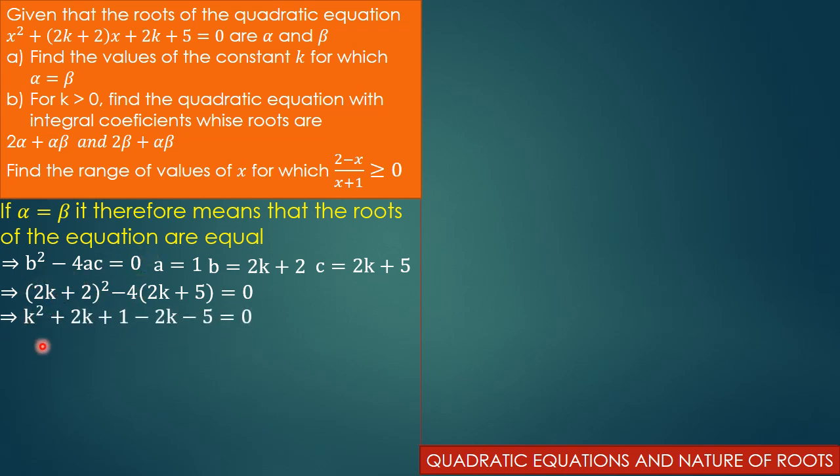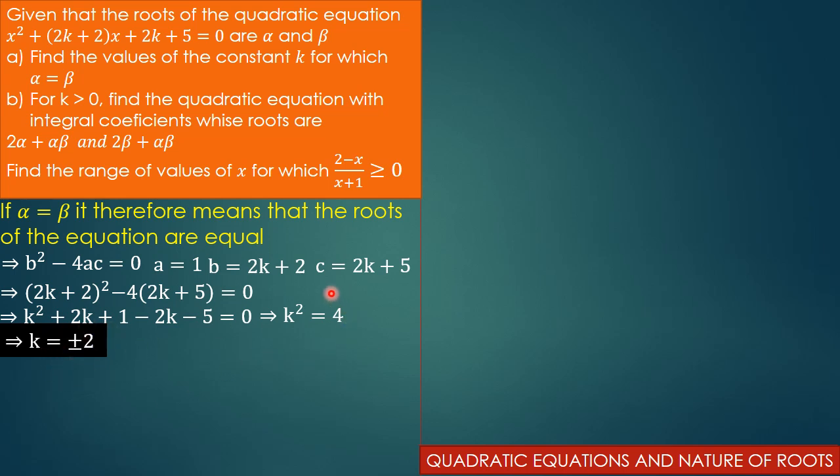We are going to have k squared plus 2k plus 1 minus 2k minus 5 equal to 0. We see that there is a 2k and a negative 2k, right? They can cancel themselves. Then we have 1 minus 5, which gives us negative 4. Moving it to the right side, that becomes 4. So we are going to have k squared equal to 4. So when we solve, guys, we're going to have k to be plus or minus 2. When we take the square root, we are going to have k to be plus or minus 2.